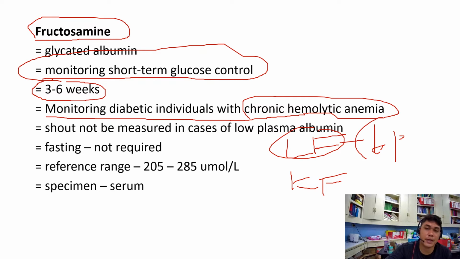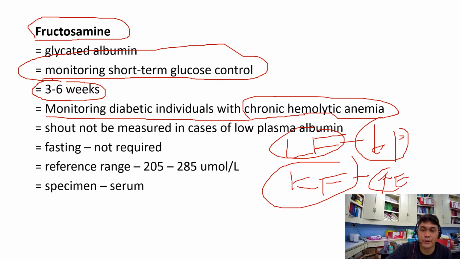Okay, decreased production because the liver is responsible for the synthesis of substances like albumin. Then kidney failure has increased excretion of proteins. The kidney cannot filter properly, so you have increased excretion of proteins. The effect is low albumin.